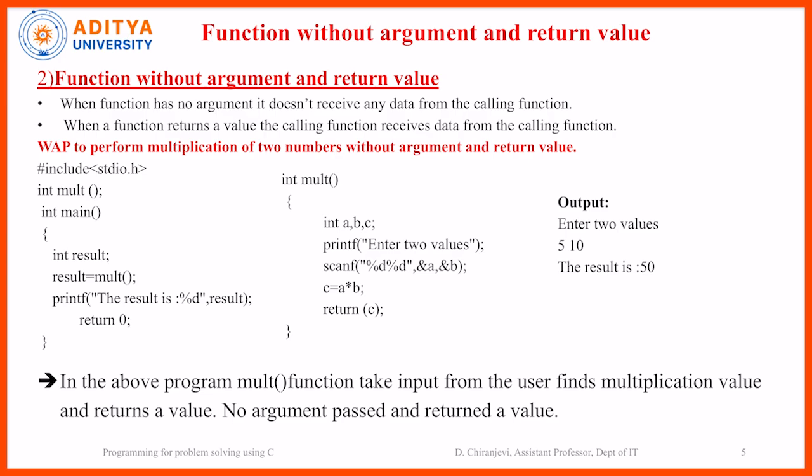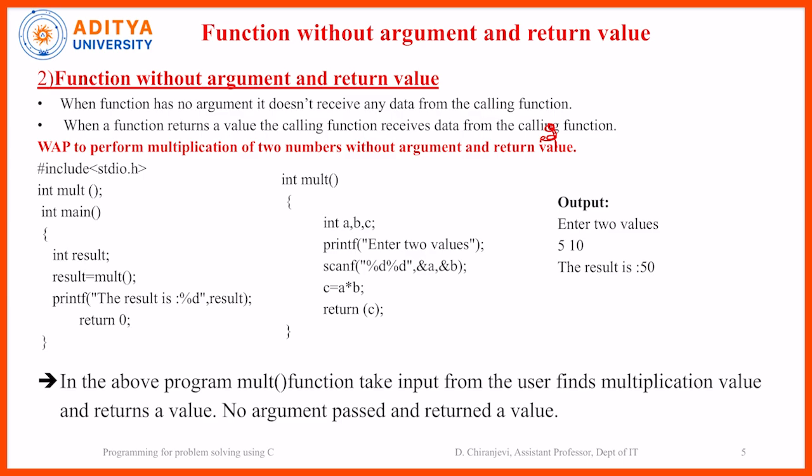This time also we will not pass any arguments to the function, but the function will return a value. What does it mean? It means when a function has no argument, it doesn't receive any data from the calling function. But when the function returns a value, the calling function receives the data from the called function. Now let's understand this with an example for multiplication of two numbers.